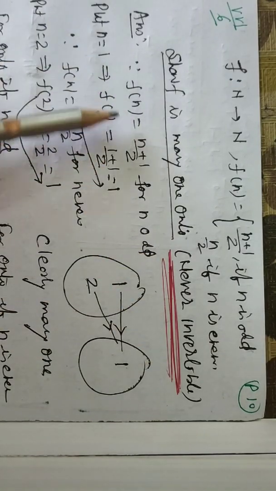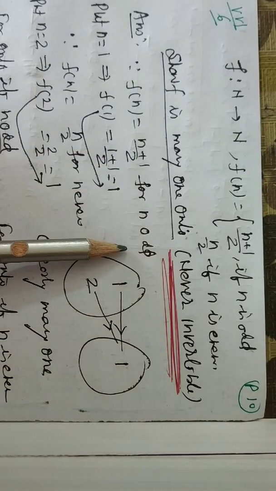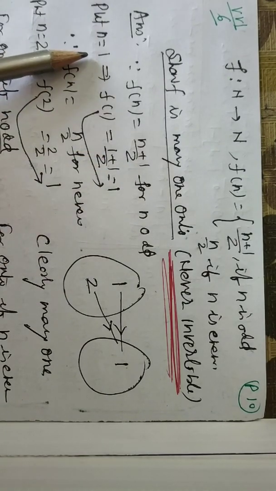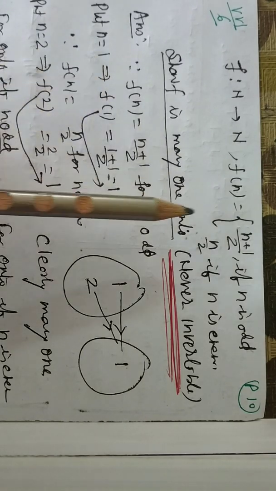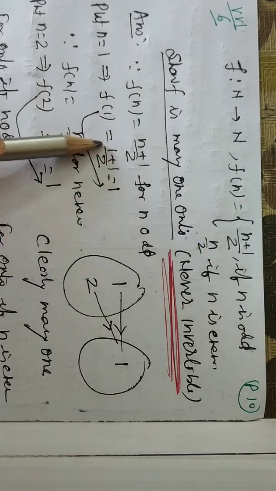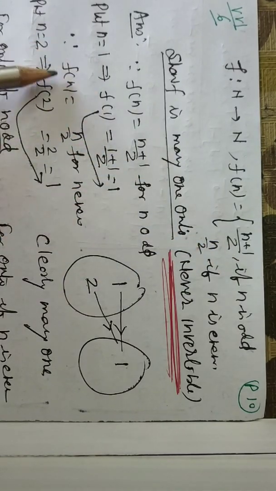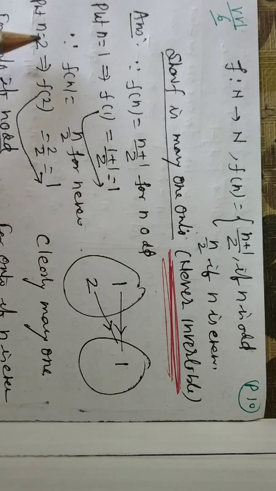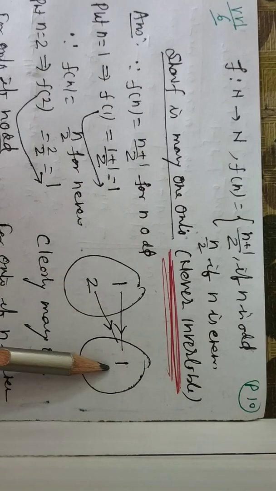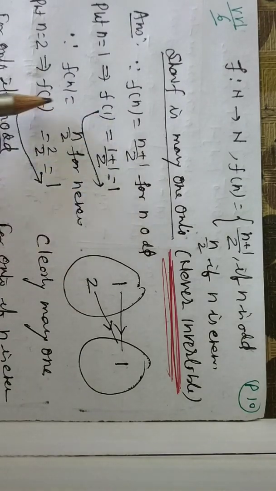Answer: since f(n) is equal to (n plus 1) by 2 for n odd, so put n is equal to 1. n is equal to 1, 1 is odd. So we follow this definition, (1 plus 1) by 2, 1. So since f(n) is equal to n by 2 for even, this is for odd, this is for even. If n is equal to 2, f(2) is equal to 2 by 2 is equal to 1. So clearly many one, because 1 is going to 1, 2 is going to 1. This 1 goes to 1, this 2 goes to 1.